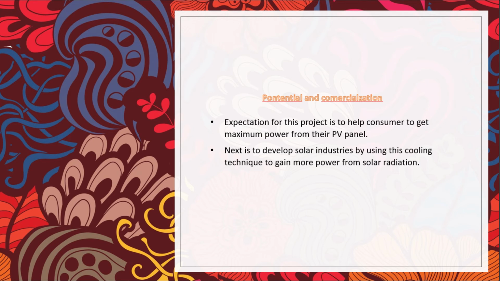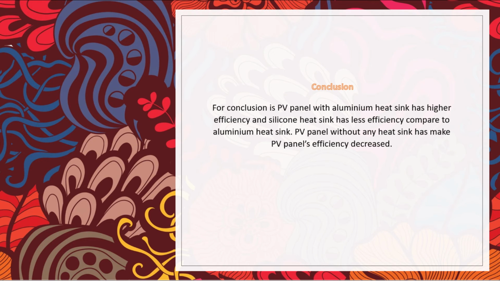And then I will explain about potential and commercial. The expectation for this project is to help consumers get maximum power from their PV panel. Next is to develop the solar industry by using this cooling technique to gain more power from solar radiation. For conclusion, we can conclude that the PV panel with aluminum heatsink has higher efficiency and silicon heatsink has less efficiency compared to aluminum heatsink. A PV panel without any heatsink makes the PV panel efficiency decrease.